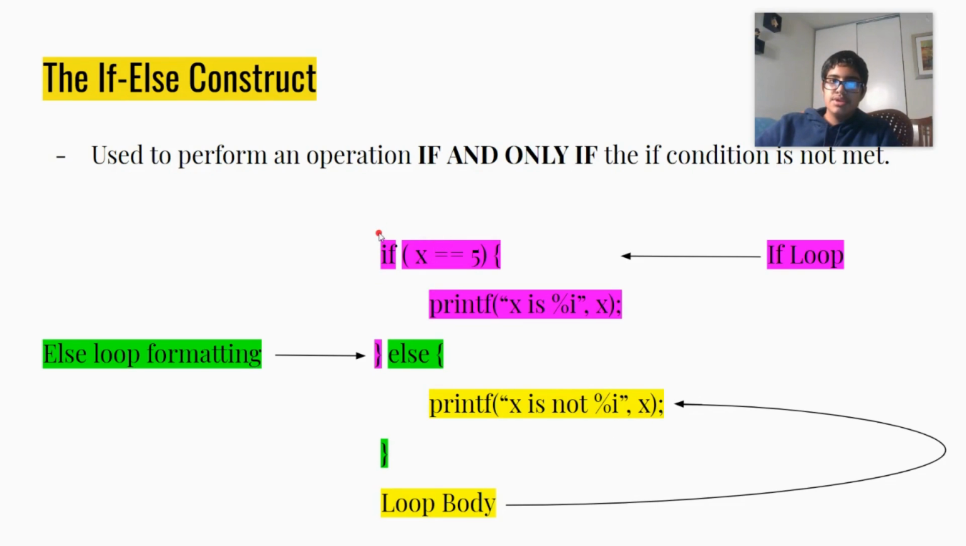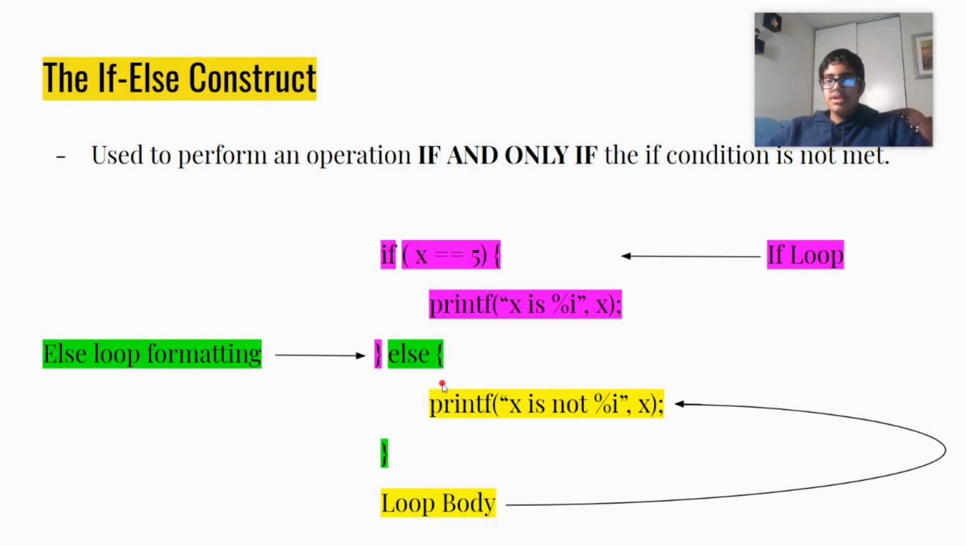So what we want to do is, if x is 5, then we want to print "x is 5", or else we want to print "x is not 5". So this is how it works. If x is not equal to 2, then we want to print "x is not 2". Or if x is equal to 2, then we want to print "x is not 2". If x is 5, then you'll print "x is 5", and we will not print this.